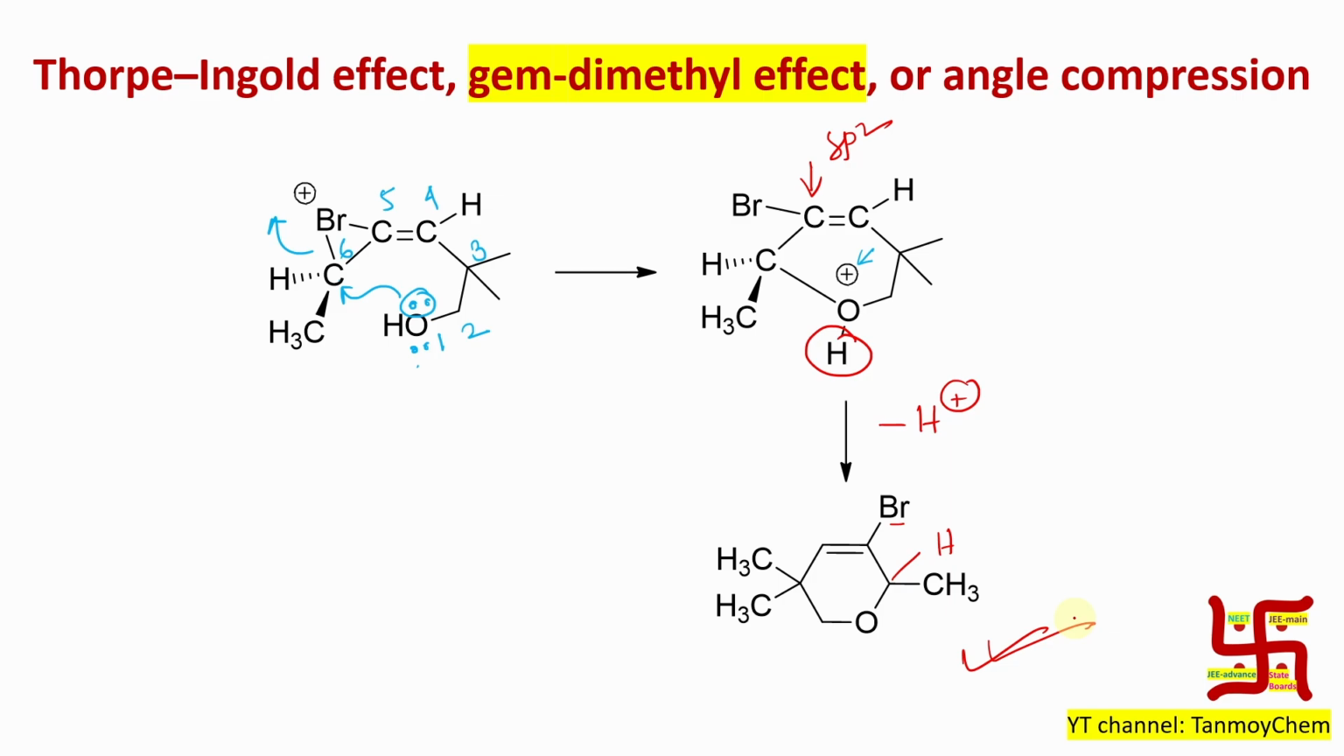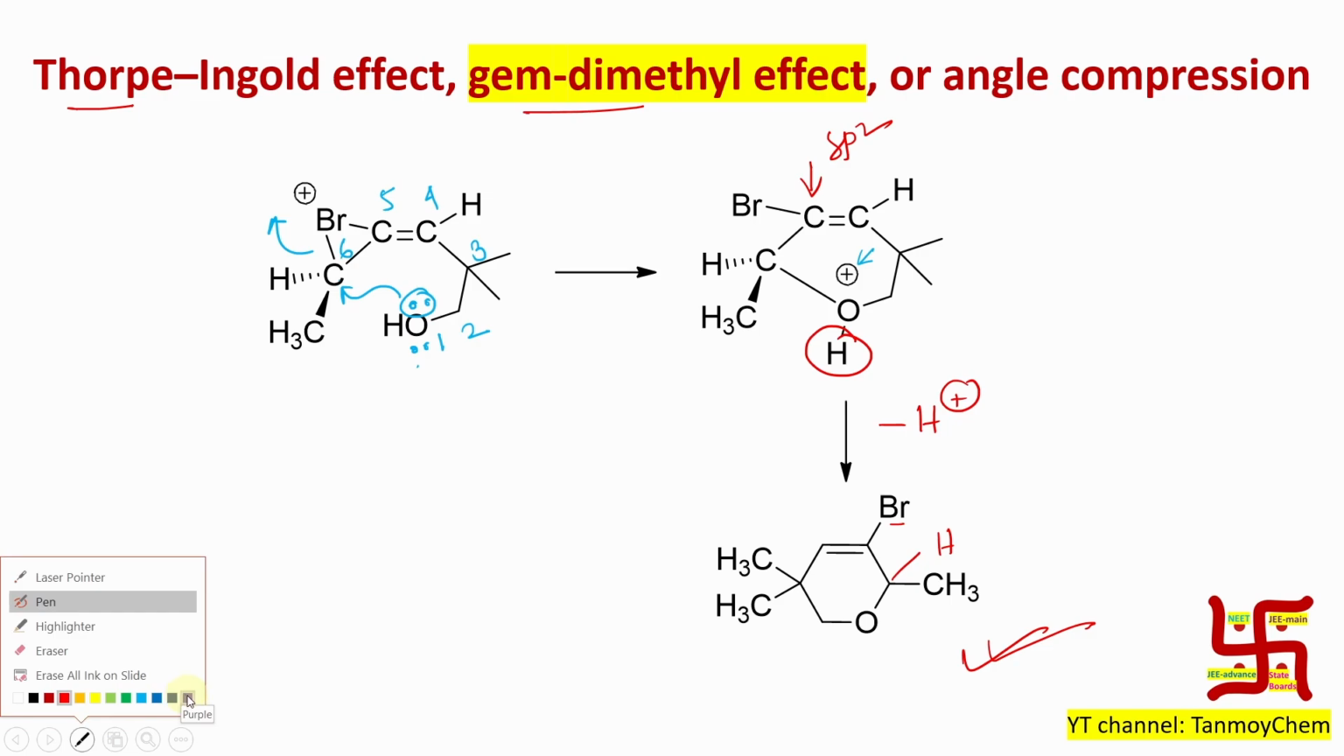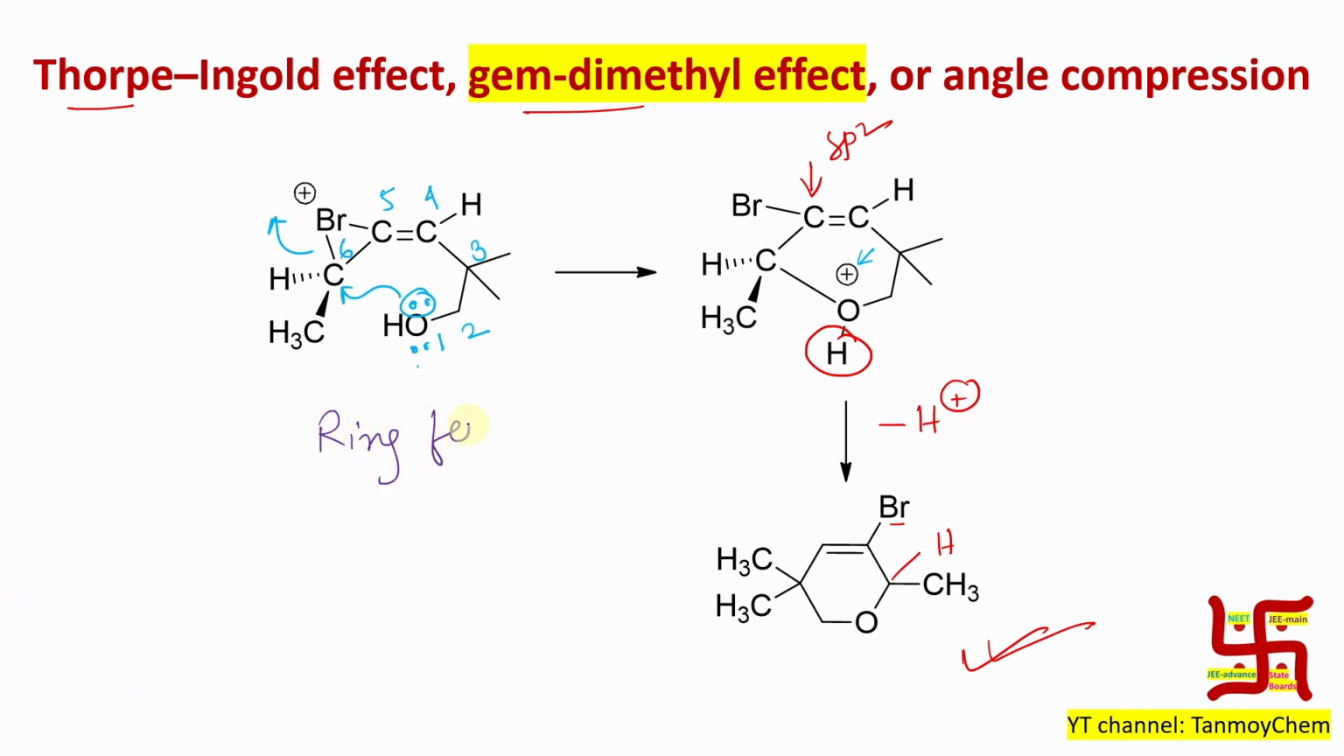Now here one point I have written: Thorpe-Ingold effect. What is that? Or gem-dimethyl effect or angle compression. What is that? Student, remember, if this is actually a ring formation reaction, and if there is someone or something which motivates the ring formation, then? Now if you look at this carbon here, it's attached to 2 methyl groups.